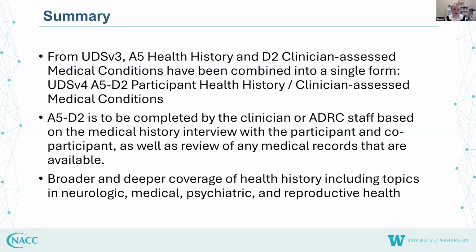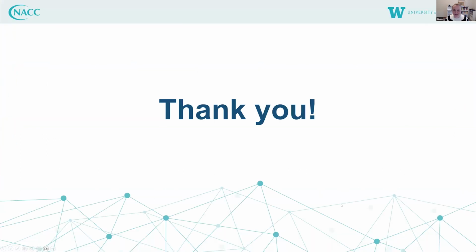So in summary, from UDS version 3, the A5 health history and D2 clinician assessed medical conditions have been combined into a single form, which is called A5-D2, participant health history clinician assessed medical conditions. A5-D2 is to be completed by the clinician or ADRC staff based on the medical history interview with the participant and co-participant, as well as review of any medical records that are available. And these forms include broader and deeper data collection about health history, including topics in neurologic, medical, psychiatric, and reproductive health. Thank you very much.